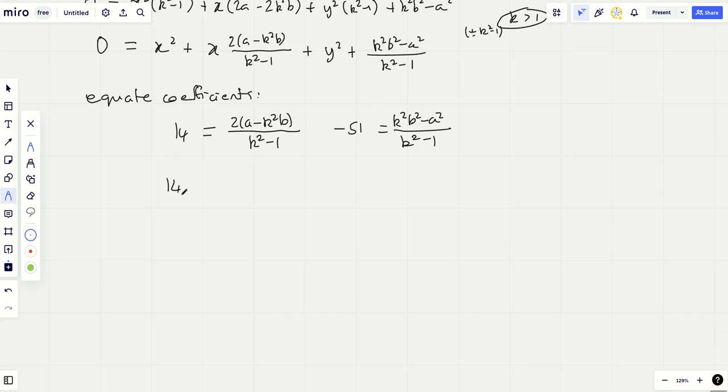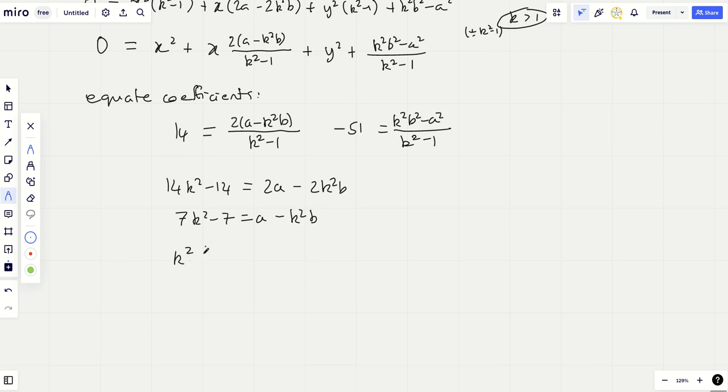So I'm going to have 14k squared minus 14 equals 2a minus 2k squared b. Put the k squareds together. I'm going to have k squared multiplied by, and I can divide everything by 2 actually here, so let's do that first. 7k squared minus 7 is a minus k squared b. That makes the algebra slightly nicer, doesn't it?